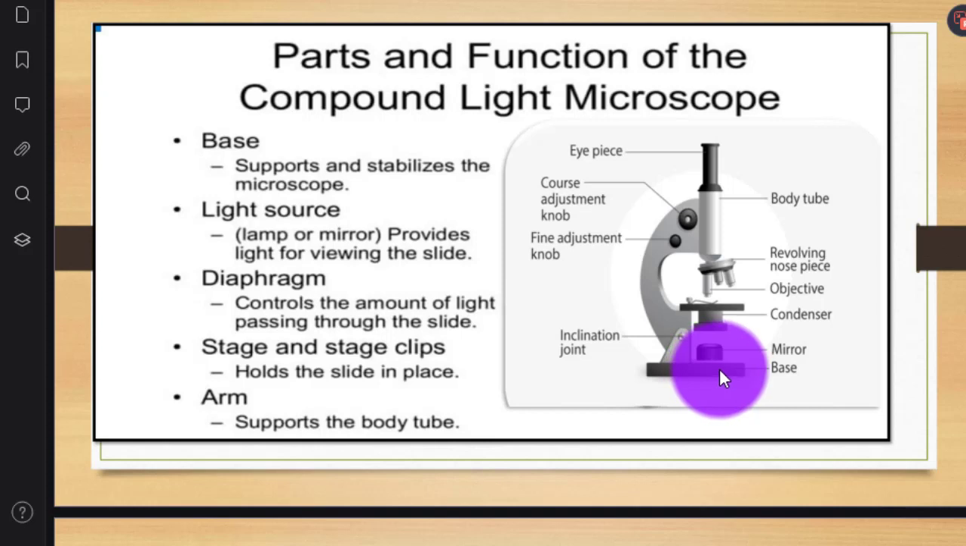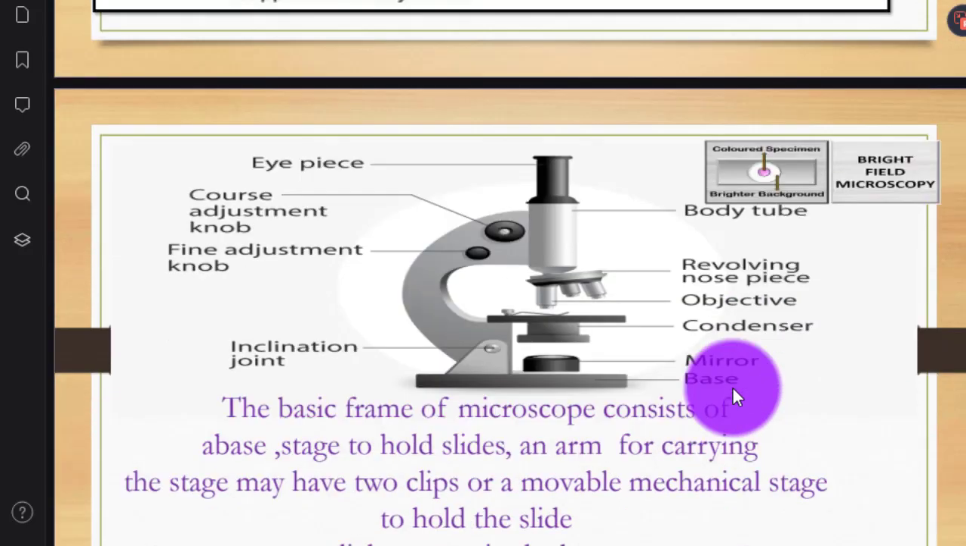The base and the light source, the diaphragm, also the stage. This is the stage, diaphragm, stage, the condenser, the object, the revolving nose piece, stage, arm, supporting the body. This is the eyepiece, the coarse adjustment knob, fine adjustment knob, junction joint, the condenser, the objective lens.